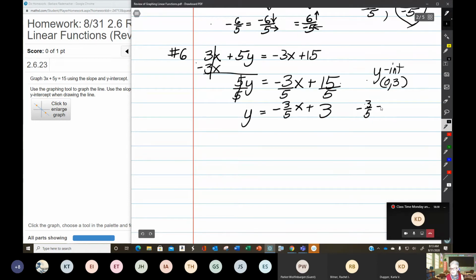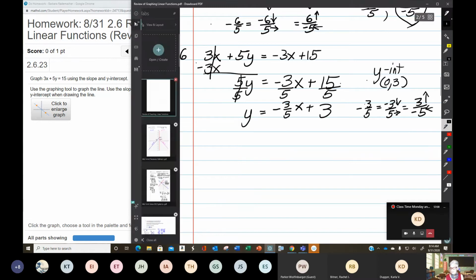and my slope is negative 3/5, which means it could be negative 3 over positive 5, or it could be positive 3 over negative 5, and I have a choice. I could go down and then right, or I could go up and then left. So let me save that.